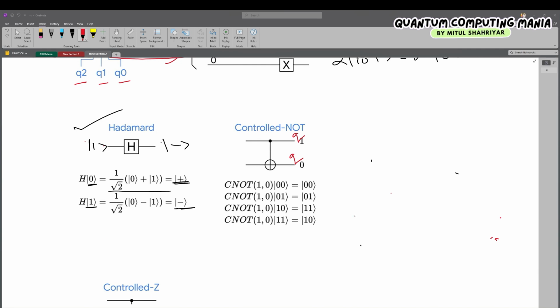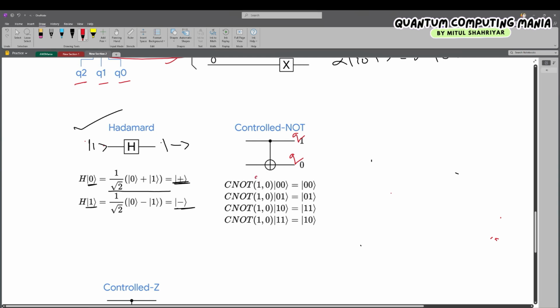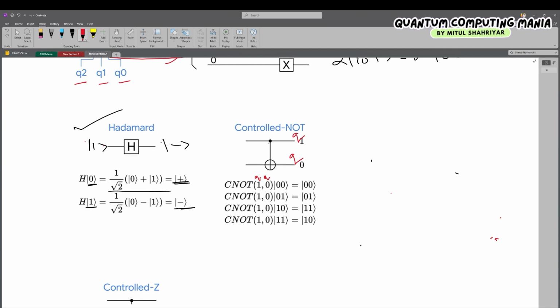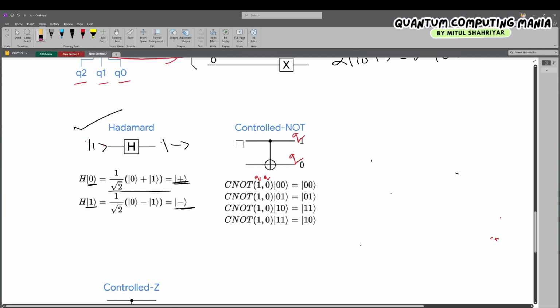So here you can see the CX gate. When we write this one, we have to mention the control. So we are saying that qubit 1 is the control bit and qubit 0 is the target bit. Okay, so depending on the value on qubit 1, maybe it can be 0 or 1, whatever it is, the target should be impacted.